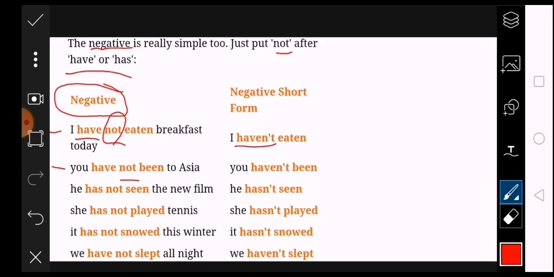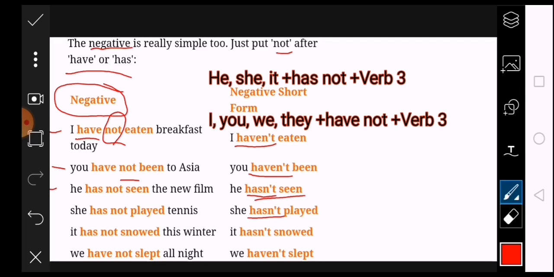And we can abbreviate it by haven't or hasn't. For example, he has not seen the film. He hasn't seen. So that's the rule of the negative form of the present perfect. He, she, it plus has plus not plus verb 3. I, you, we, they plus have plus not plus verb 3.